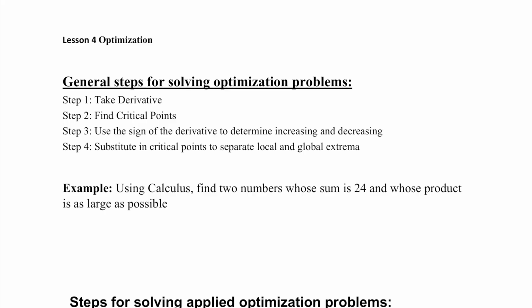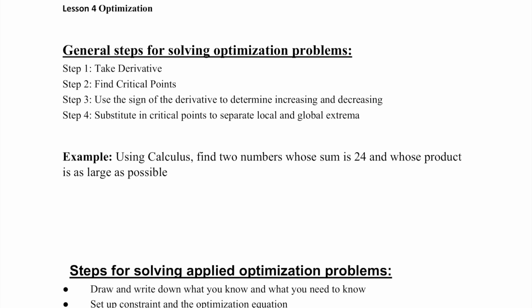This is so that you can use it in preparation for your quiz and so that we have a little extra time to practice in class. So, optimization is when we take our original function and our first and second derivatives and apply them to a real world example. We use general steps for solving optimization problems. One is we're going to take the derivative. We'll find critical points, use a sign chart to determine increasing and decreasing, or our second derivative to determine concavity, and then substitute in critical points to separate local and global extremes.